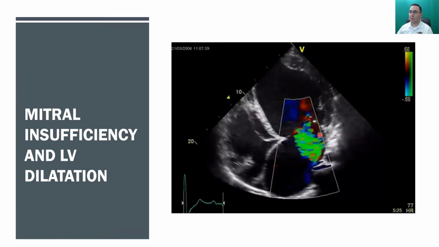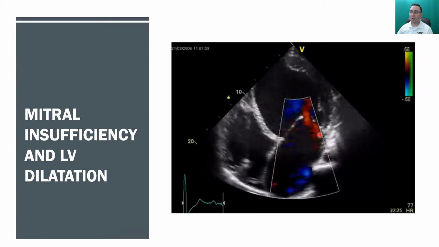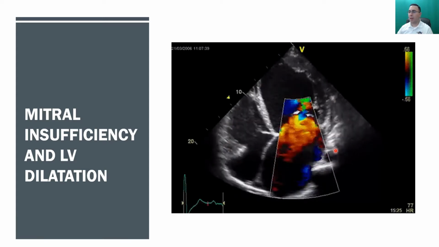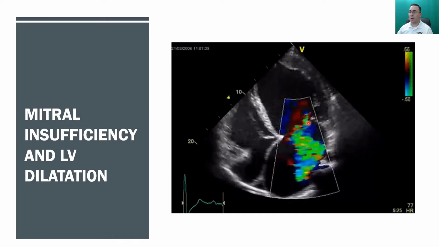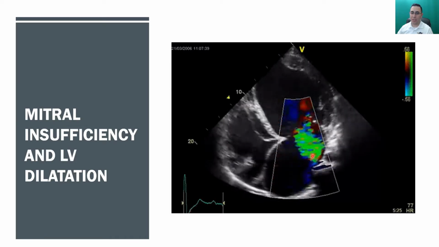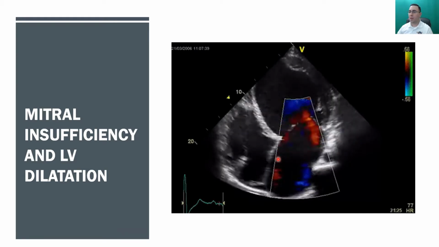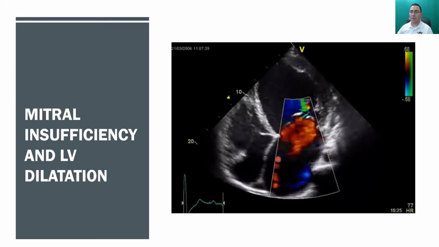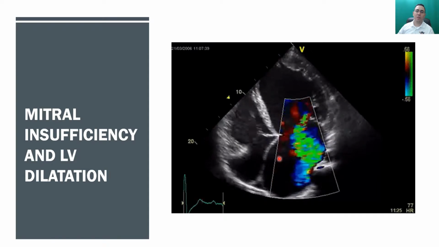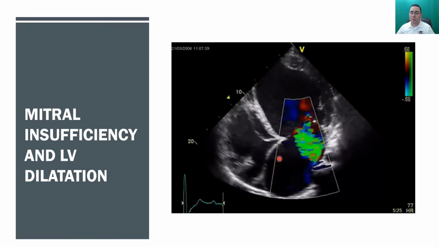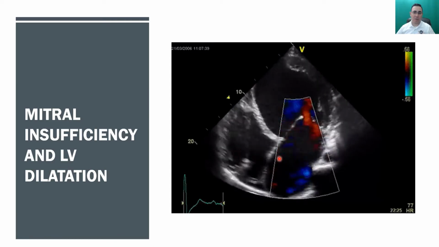All right. So remember, there are different ways to know how bad this mitral insufficiency is. You can use the PISA method, and you can also compare the area of the mitral jet to the area of the left atrium. You can use the vena contracta. There are different methods. Also, you can use the dP/dt to know how well the ventricular systolic function is preserved.